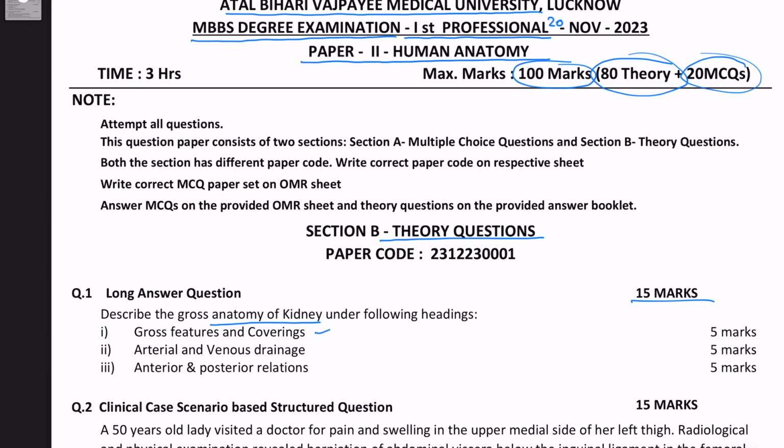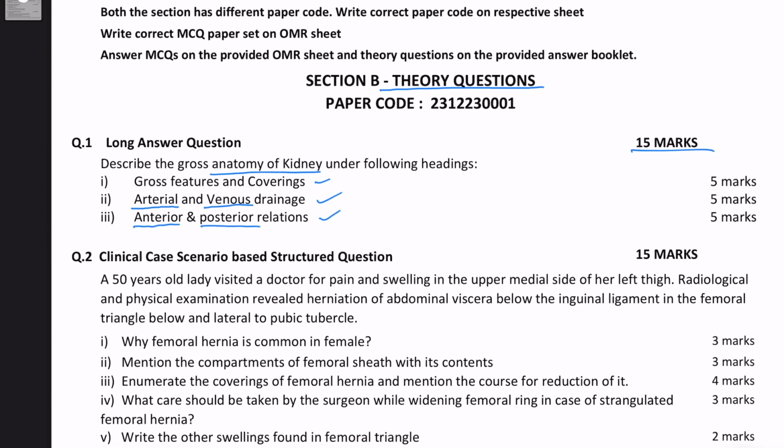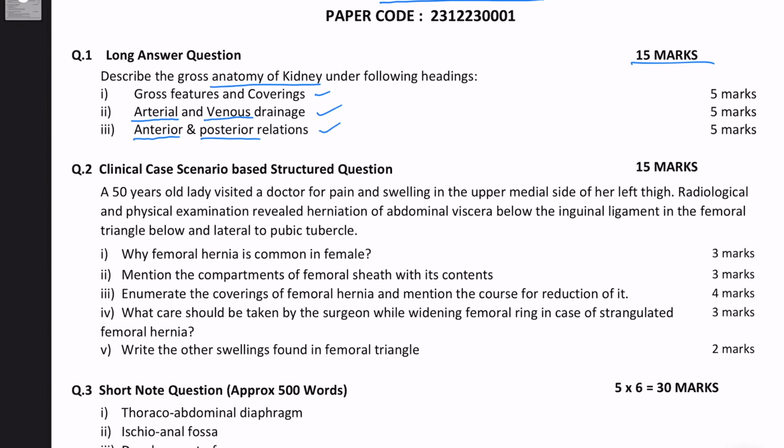Then the arterial and venous drainage. Here arterial supply doesn't mean simply the renal artery or renal vein. You will have to describe the intra-renal blood circulation, which I have already asked in my pre-university exam. Then anterior and posterior relations of the kidney. This question cannot be explained without the help of diagrams. You should make diagrams wherever they are necessary. This helps you to achieve good marks.